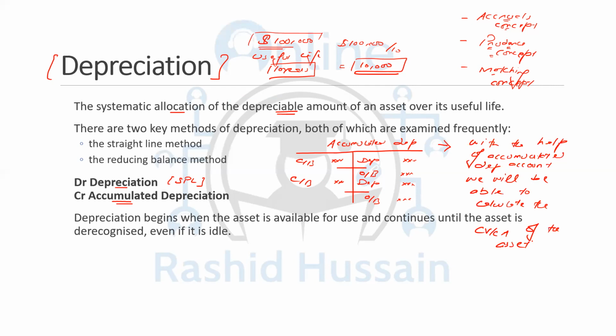So with the help of the accumulated depreciation account, we will be able to calculate the carrying amount, the carrying value of the asset. How is it calculated? You take the cost of the asset, you deduct the accumulated depreciation, and at any point in time, you will be able to calculate the carrying amount or carrying value. It is also known as the book value, the net book value, or you can also call it the written down value.